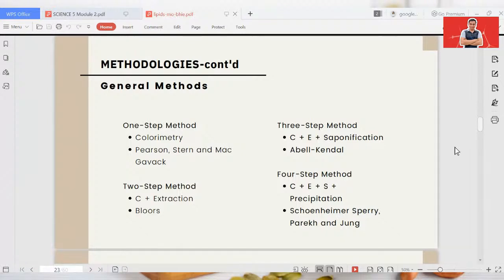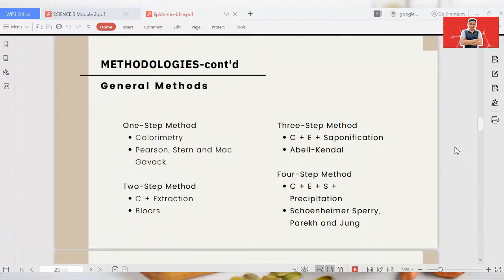So next is the four-step method. In this method, we use the colorimetry, extraction, saponification, and precipitation. These methods are complicated and tedious but reliable. The steps of the procedure are as follows.